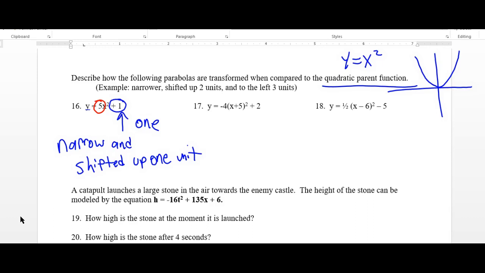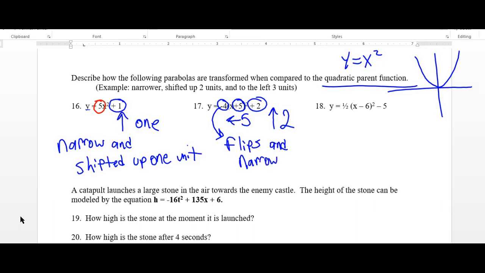Over here on number 17, +2 goes up 2. +5 inside the parentheses shifts it to the left 5. The -4 flips it and makes it narrow. So those are the 4 changes. Number 18, 1/2 makes it wide. Minus 6 in the parentheses shifts it to the right. Minus 5 shifts it down 5.